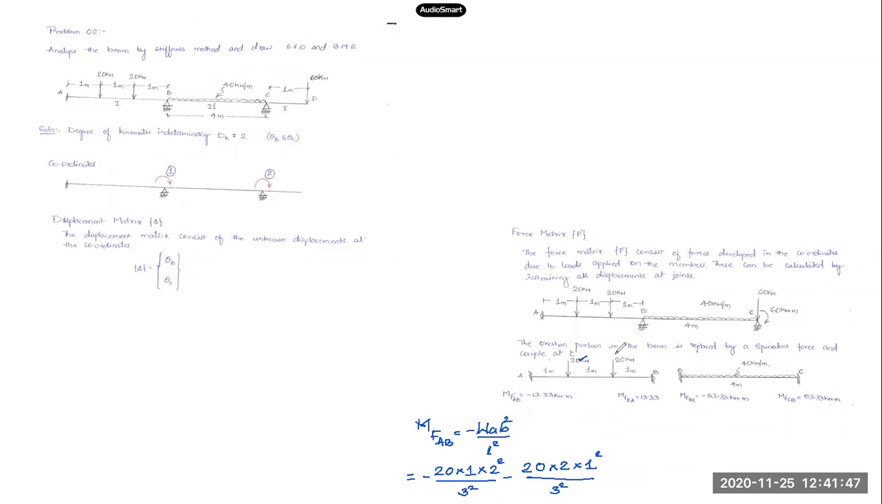On the other side, since the loading is symmetric, the fixed end moment will be the same but with opposite sign, plus 13.33 here. So that is the calculation for the fixed end moment in span AB. In span BC, MFBC will be minus WL square by 12, whereas MFCB will be plus WL square by 12. The values I am getting here are minus 53.33 and plus 53.33 as the fixed end moments for span BC.